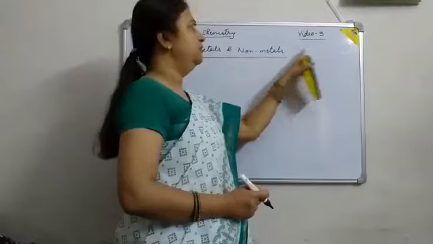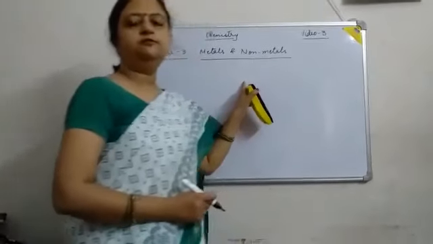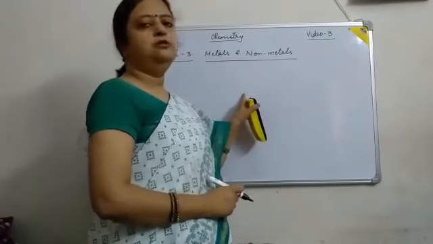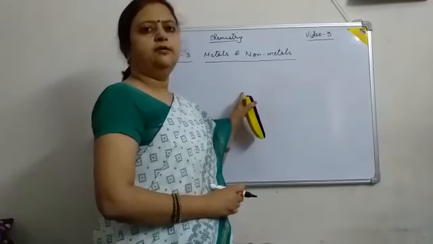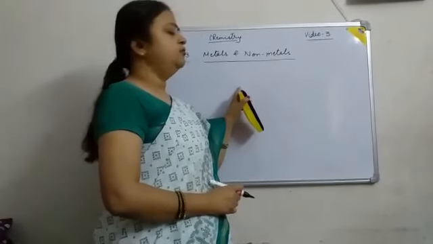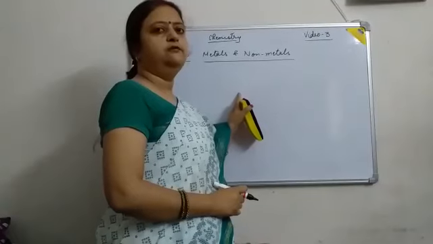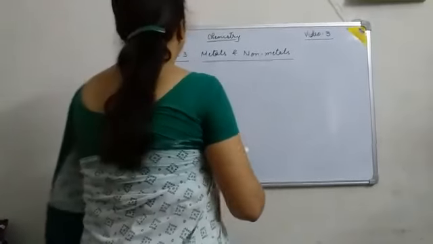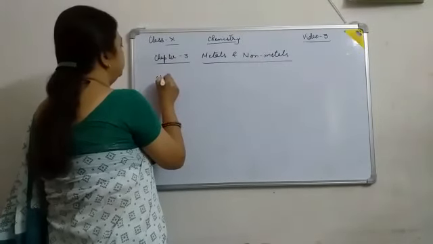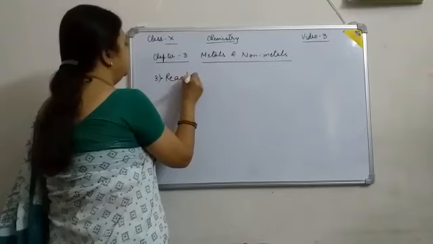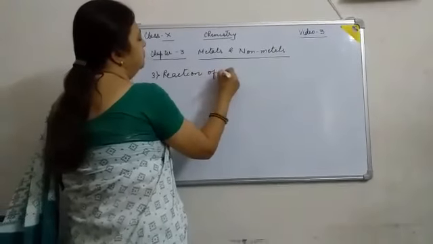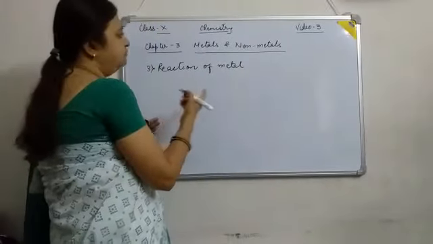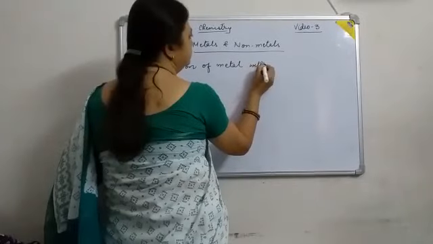This is our third video of the chapter metal and non-metal. In the previous videos we have studied about the physical and some chemical properties of metals and non-metals. Physical properties like malleability, ductility, etc. and chemical properties, reaction of metal and non-metal with oxygen and reaction of metal and non-metal with water. Today we will study about the third reaction, that is reaction of metal and non-metal with acid. So first of all, reaction of metal with acid.